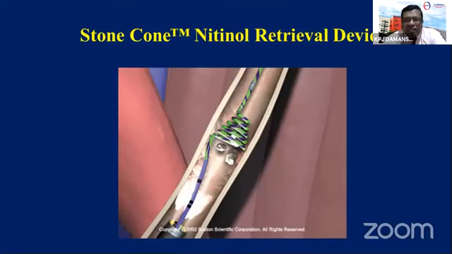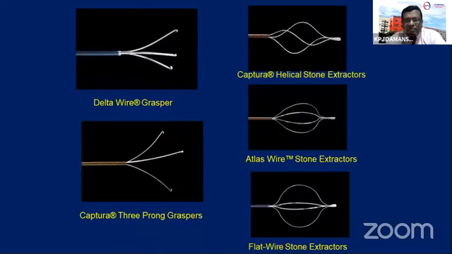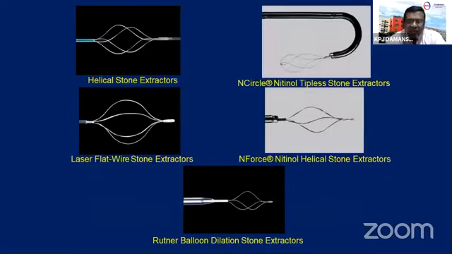We have got different retrieval devices. This is what's known as a stone cone, to prevent stones from going up. Then we have here different types of devices to remove the stone. Again, many types of devices to open the stone and remove the stone. These are very, very tiny structures that can go through the ureter up to the kidney. That means it goes up the urinary tract.